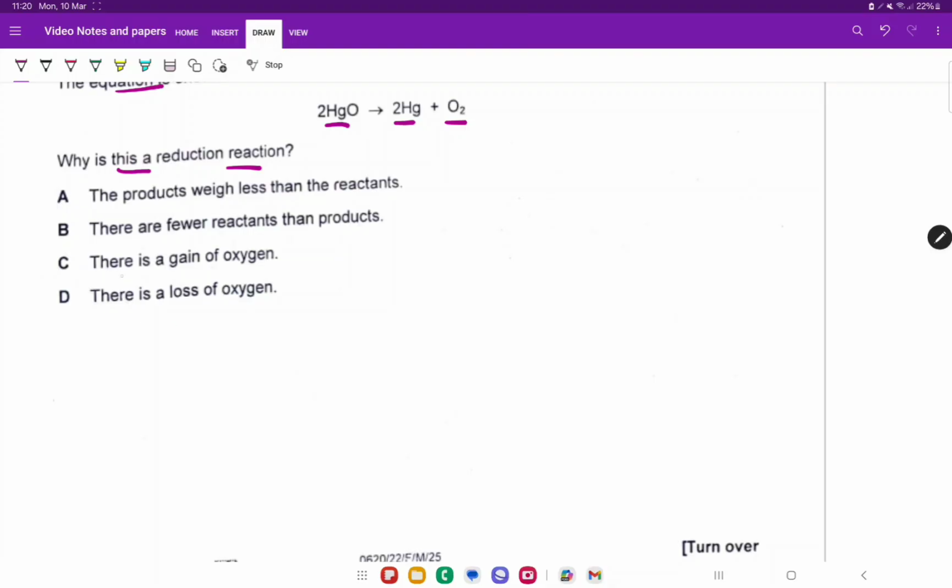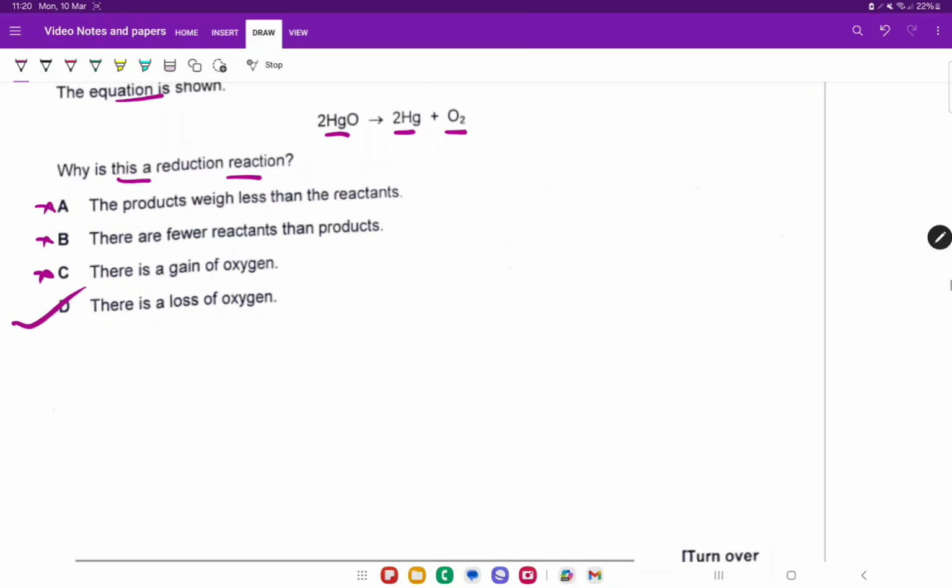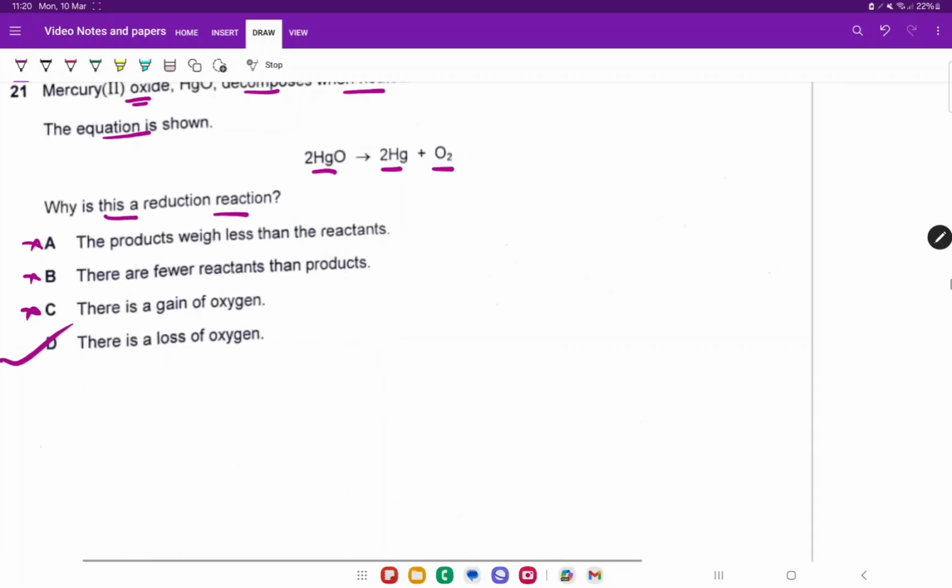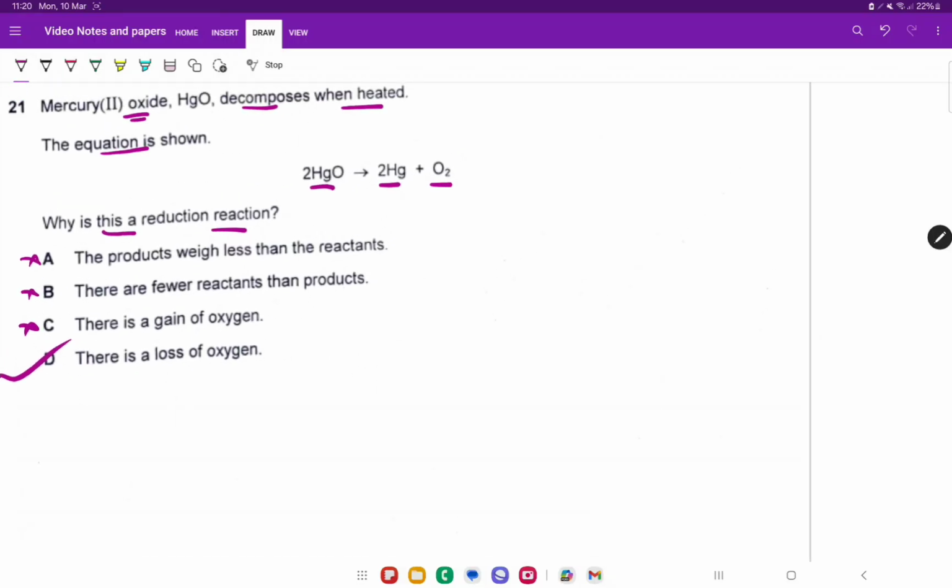Hence, there is a loss of oxygen. Gain of oxygen, no. There are fewer reactants than products, no. The products weigh less than the reactants is all wrong. The answer is where there is a loss of oxygen. Hence, the answer D is correct. Oxygen is removed, hence reduction is taking place.